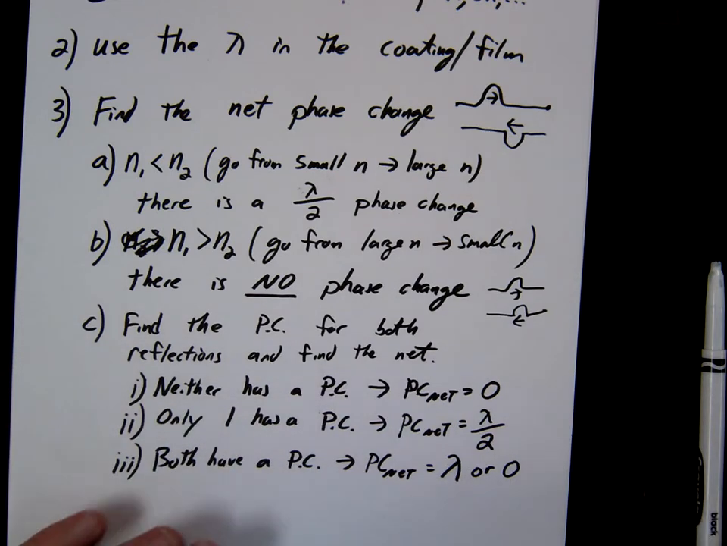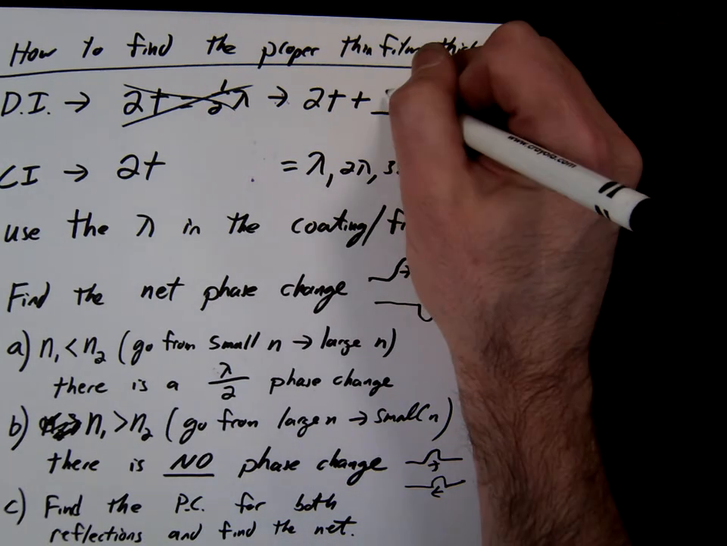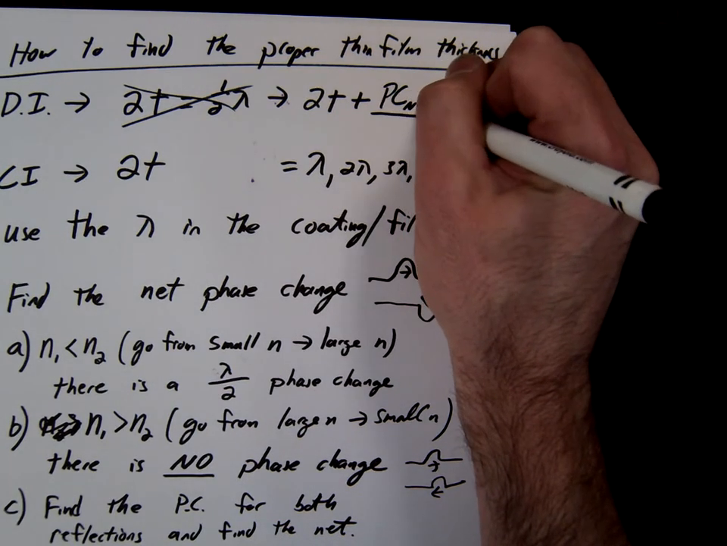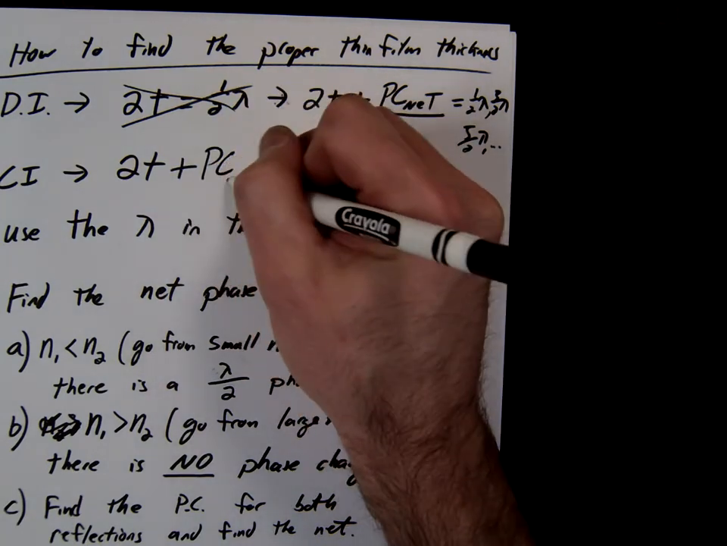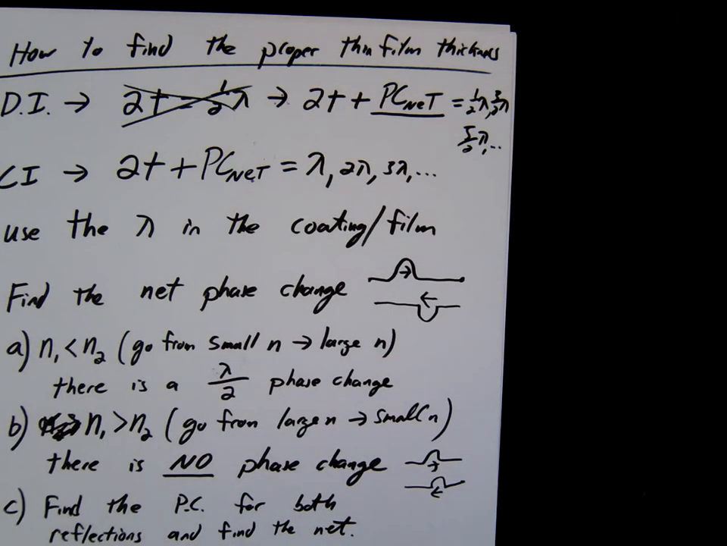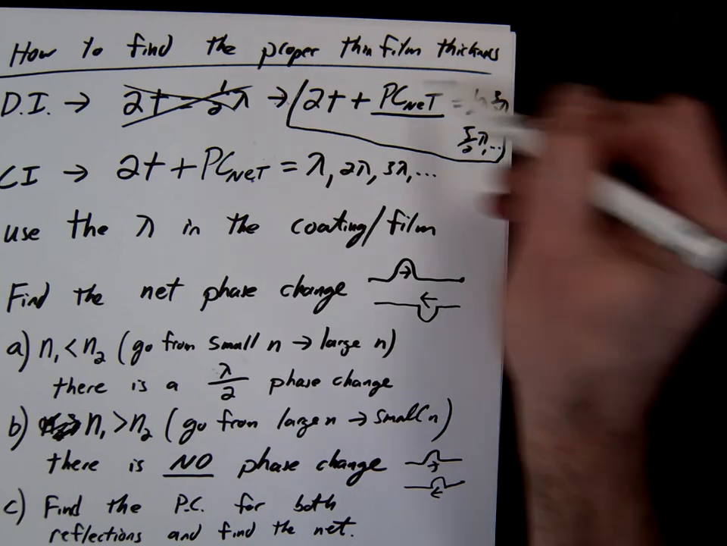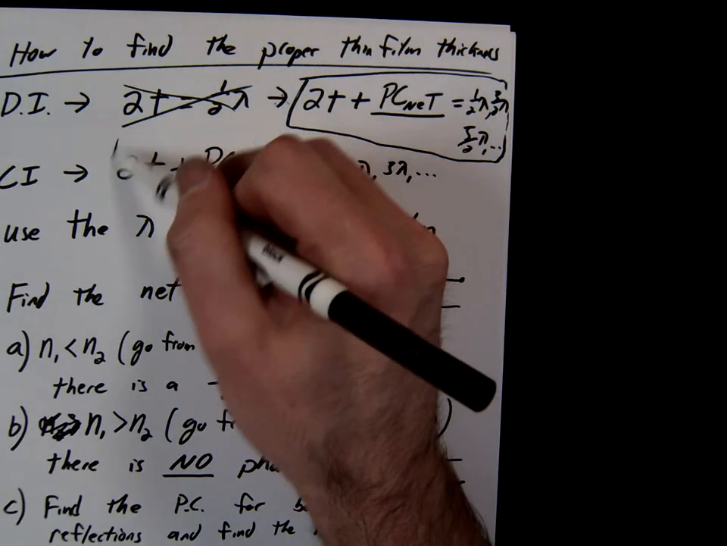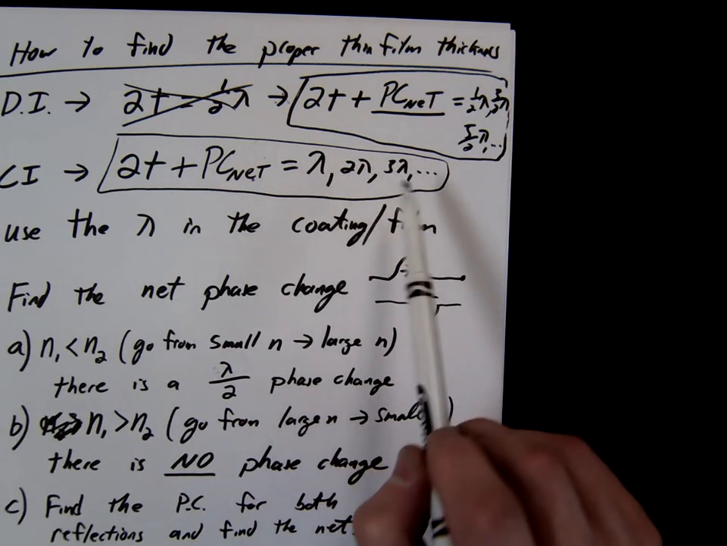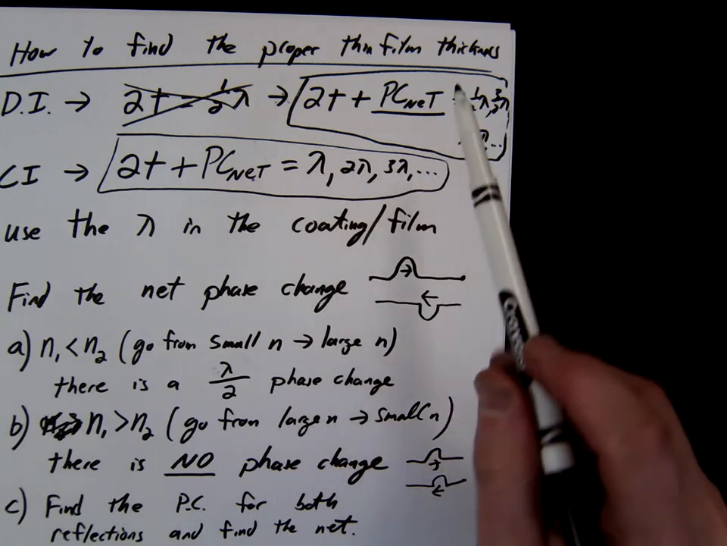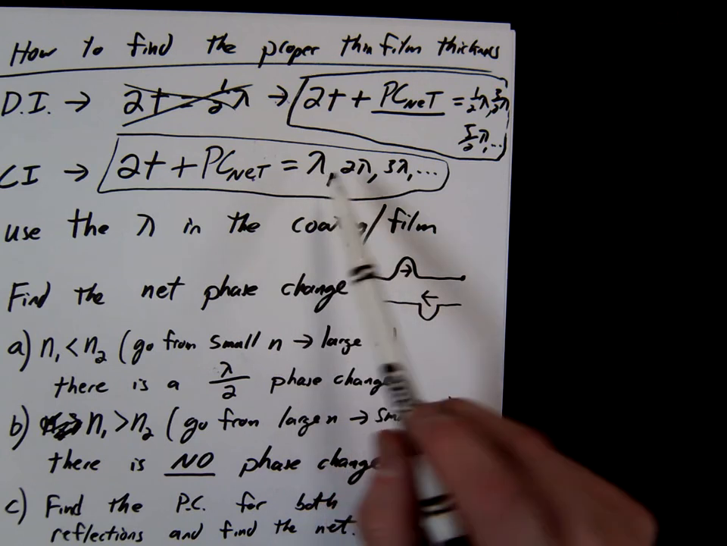So let's go back to the original equation. We're just going to take this and add our PC net. So our full equation for destructive interference looks like this, and our full equation for constructive looks like this. And again, you would just use the one that they're asking for. Most of the time they ask for the smallest, in which case it would be the first. But if they ask for the first three, then you could find the first three.